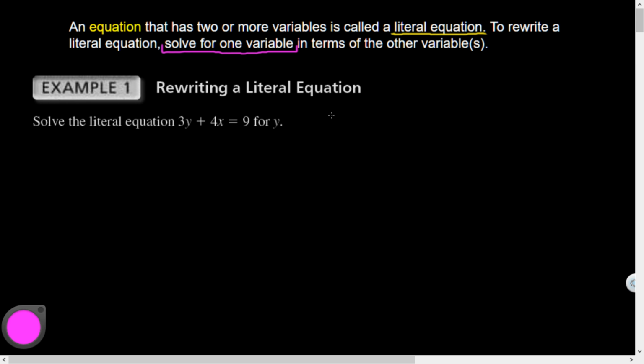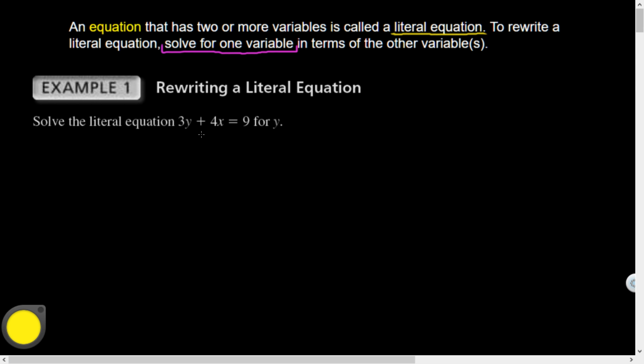So when we solve for one variable, we're going to treat all other variables as though they are numbers. We'll just use our SpongeBob imagination, and this will work just fine. So here we go, rewriting a literal equation. Literally, this is algebra. This is amazing.